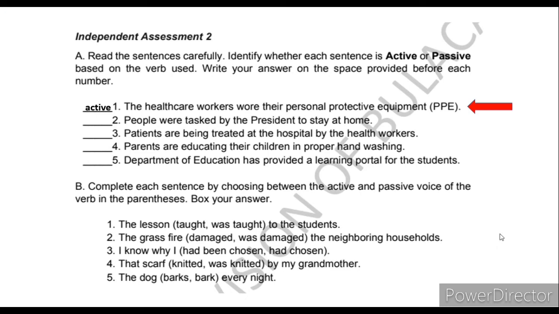Now, letter B, complete each sentence by choosing between the active and passive voice of the verb in the parentheses. Box your answer. Again, you need to box the correct answer inside the parentheses. Let's have number one. The lesson taught or was taught to the students. So we will choose if it's taught or was taught. And the correct answer in number one is was taught. Therefore, we will box was taught.